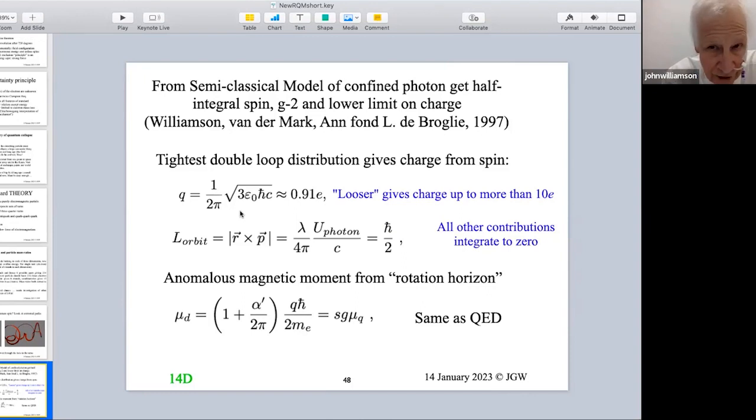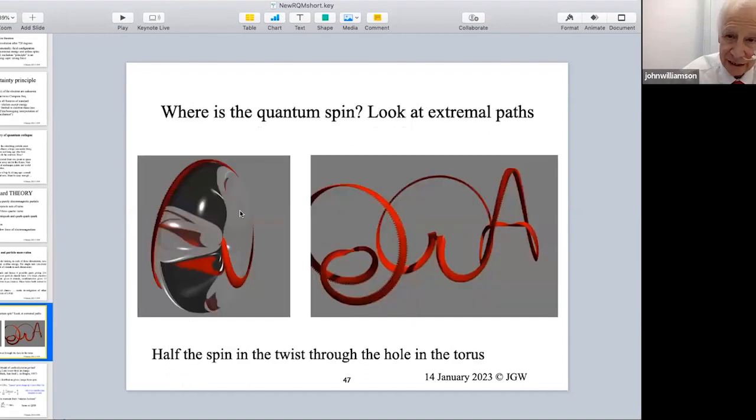One thing that's very important about this model is that it gives the anomalous magnetic moment of the electron. That arises from the rotation horizon. Again, going to this path just here, the rotation horizon is when you stretch this thing as far as it will go, and that gives you roughly lambda c over 2.